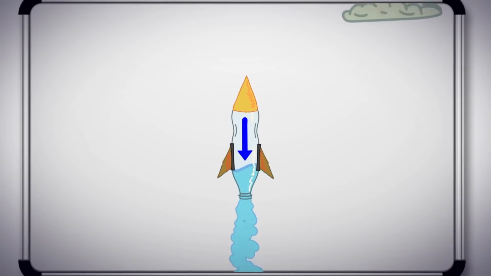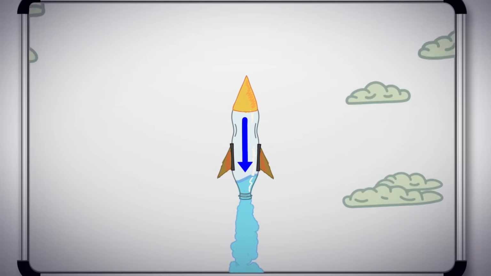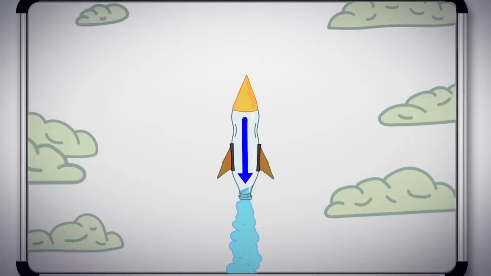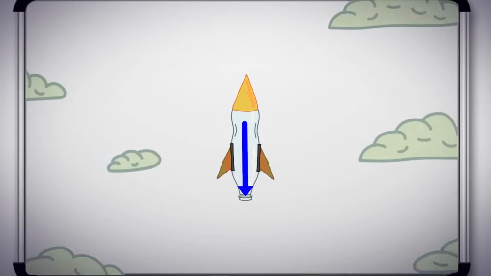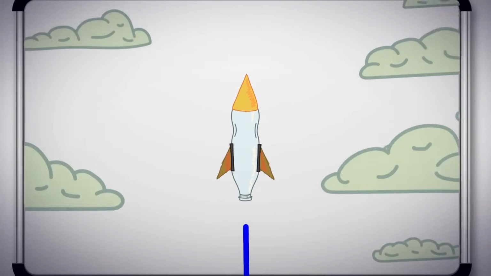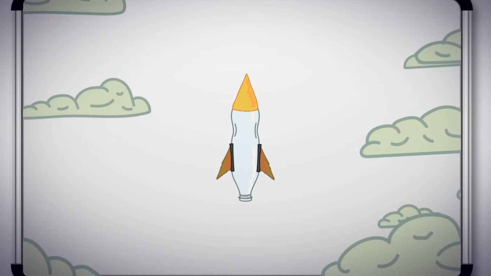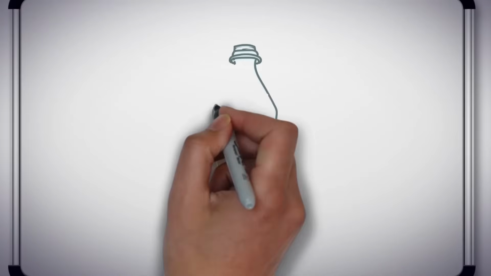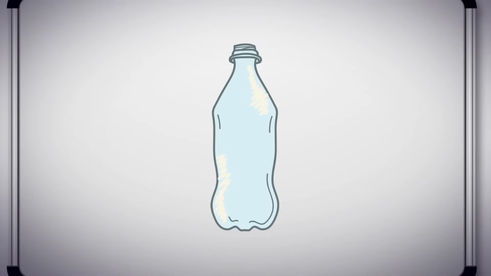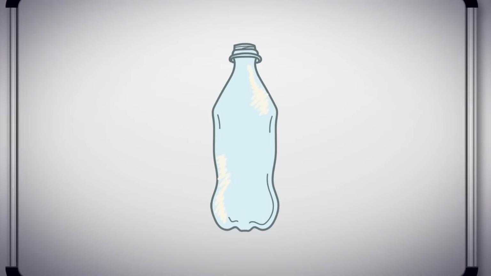Once that happens, the air pushes out the water. It's the water that gives us our thrust, so the water is very important. Once all the water is gone, the air escapes and the bottle returns to normal air pressure. But by that time, it's high in the sky. Now the plan is to use 2-liter bottles instead of regular water bottles to see if they work better.